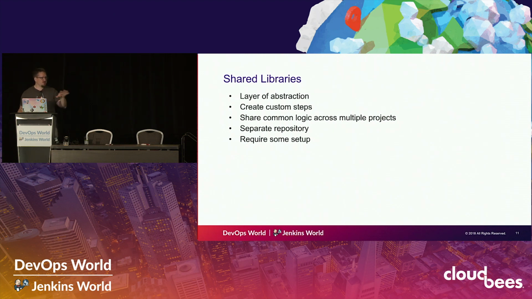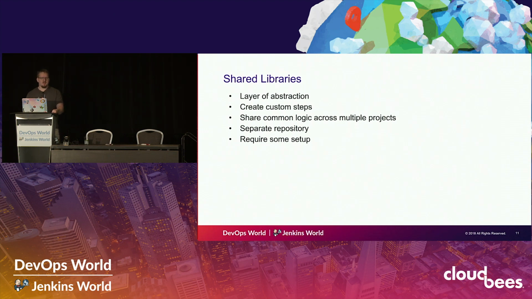They also, in larger organizations, can be used to share common logic across multiple projects. That's, of course, in the name shared, right? But the thing that I most often have to tell people when they say, oh, we don't use shared libraries because we don't need to share the code across multiple projects, I'm like, no. I know that the name shared is actually a little misleading. The point is also to allow you to have that layer of abstraction, those custom steps that make it so that your pipeline itself is clearer.